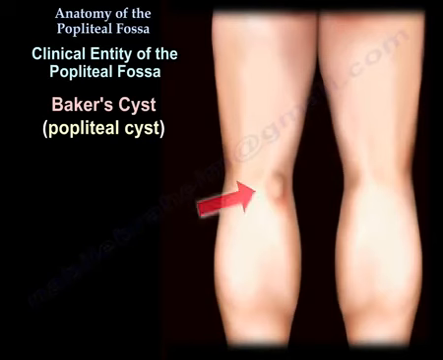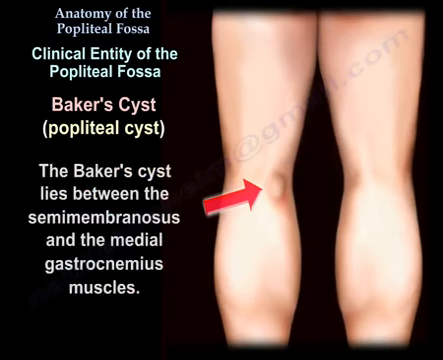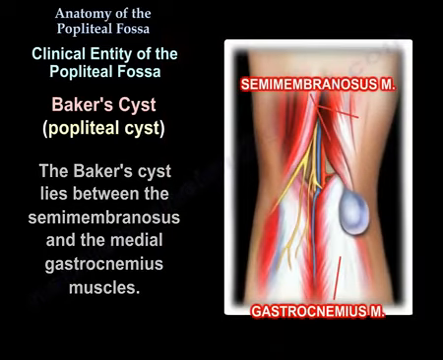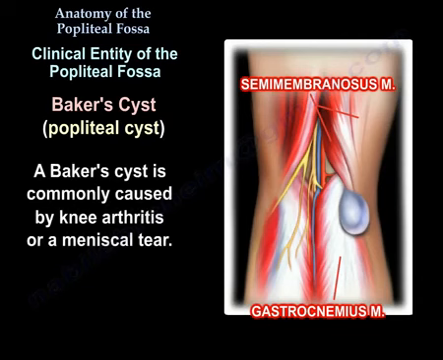Baker's cyst is an interesting clinical entity of the popliteal fossa. The Baker's cyst lies between the semimembranosus and the medial gastrocnemius. The Baker's cyst is commonly caused by knee arthritis or meniscal tear.